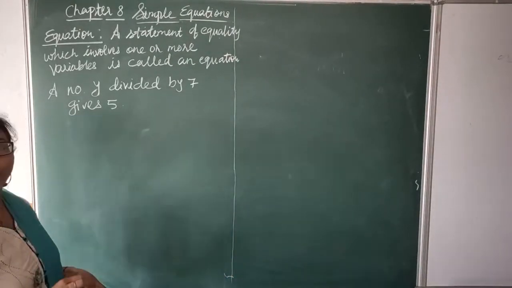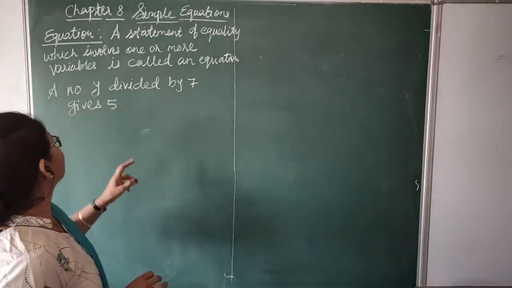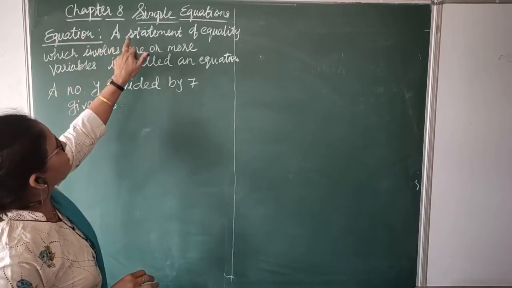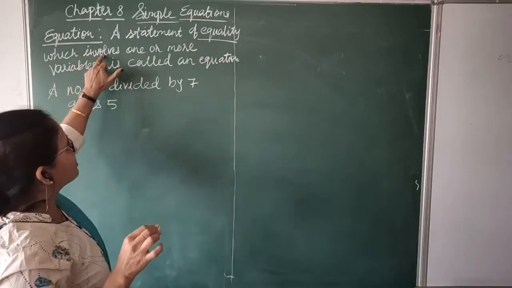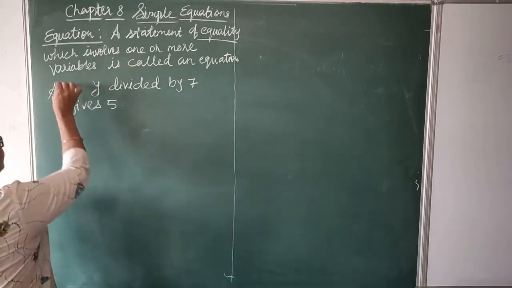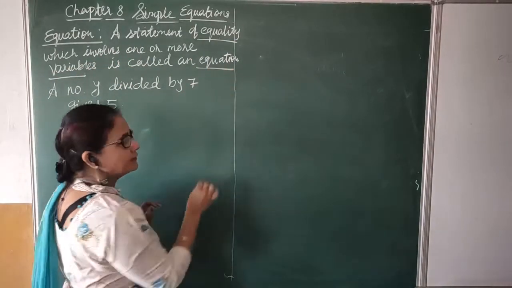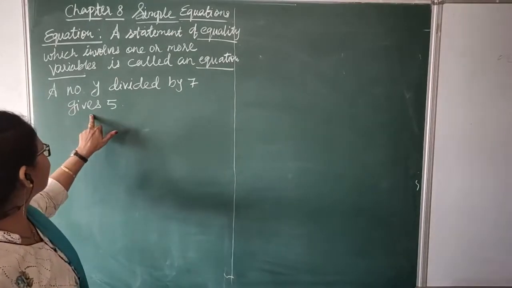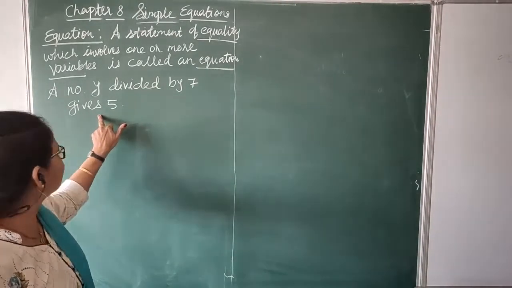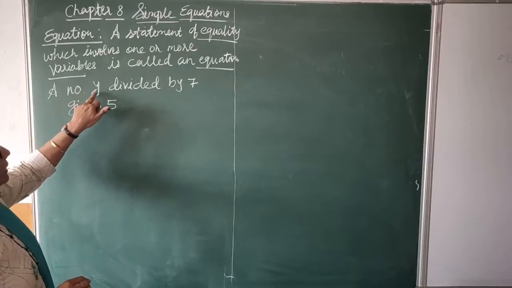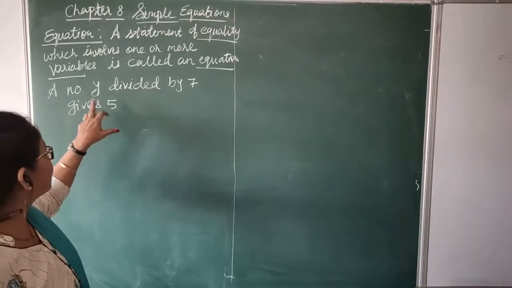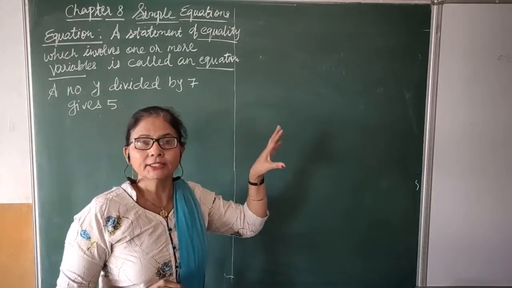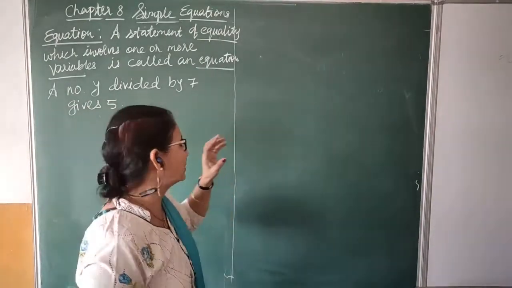Let's see what is meant by equation. See, equation means a statement of equality which involves one or more variables is called an equation. Now let's see this example. One statement I have written here. A number y divided by 7 gives 5. So this is written in the statement form. Let's write it in mathematical form.